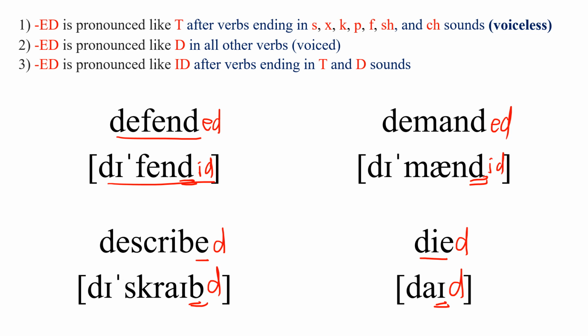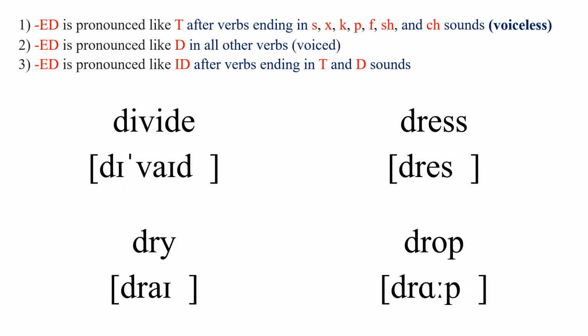Die, died. Next word is divide. So this is the E ending, so put D on E. But remember, after D sound, we make an extra syllable. So it becomes divided. And dress, put ED. And S is voiceless. So this ED becomes T sound. Dress, dressed.